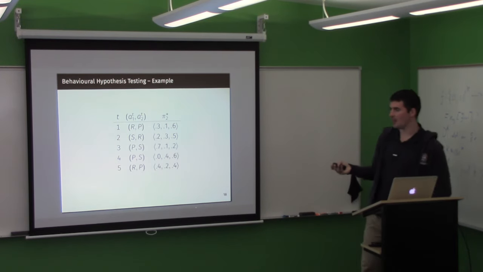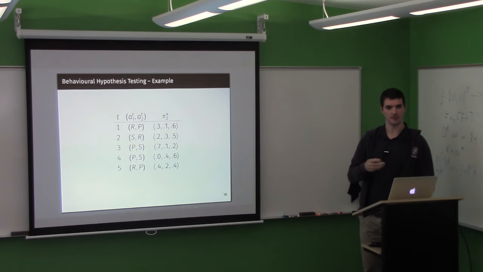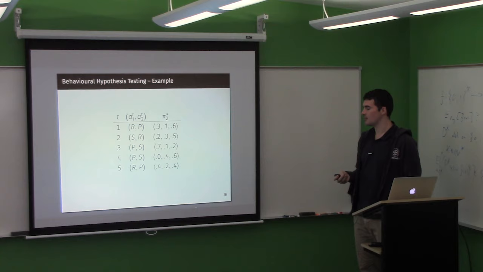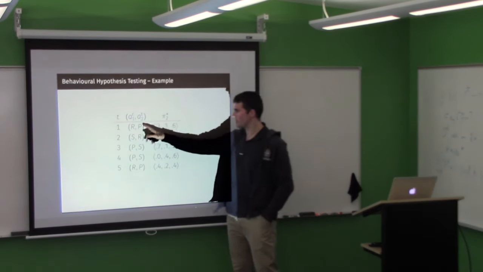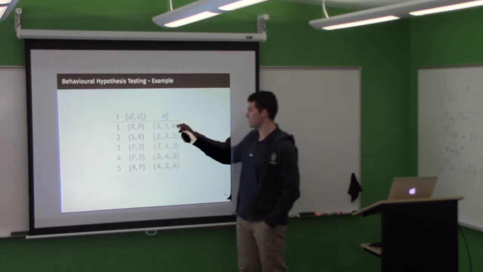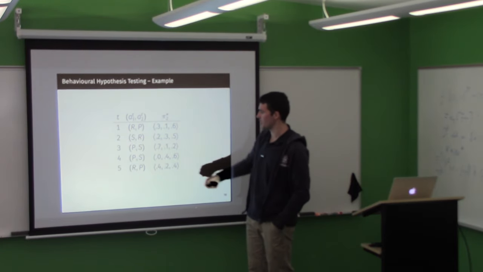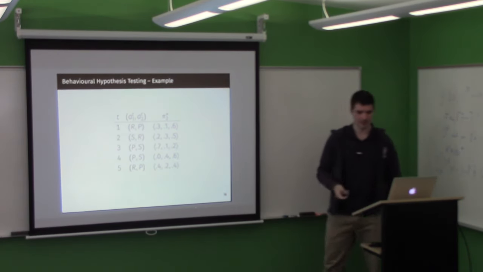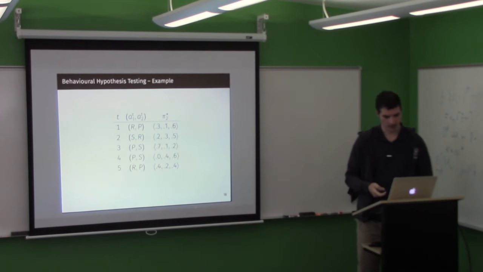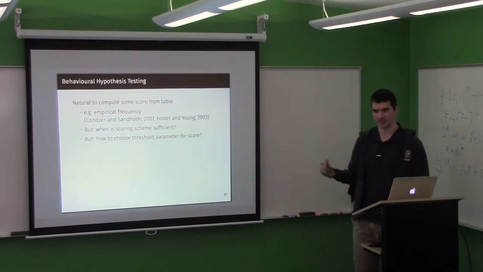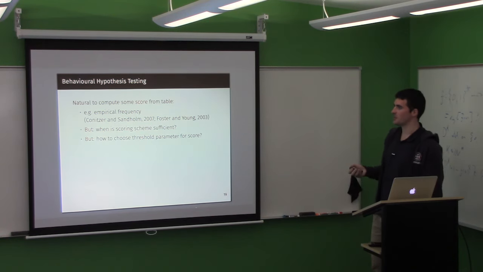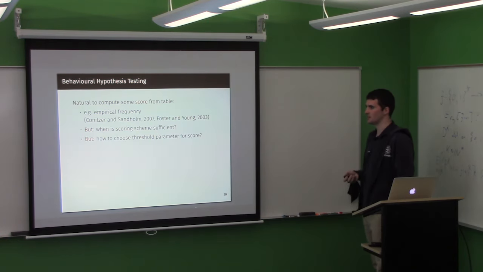Okay, so the question is, how should agent 1 decide whether or not to reject the hypothesis about agent 2? And importantly, all of the actions that you see in the column here of agent 2 are supported by the hypothesis because they're in the positive mass. So you can't just outright reject the hypothesis. Now, one way to address this, or a natural way, would be to compute some kind of score from the information given in the table. And one example is the empirical frequency distribution.